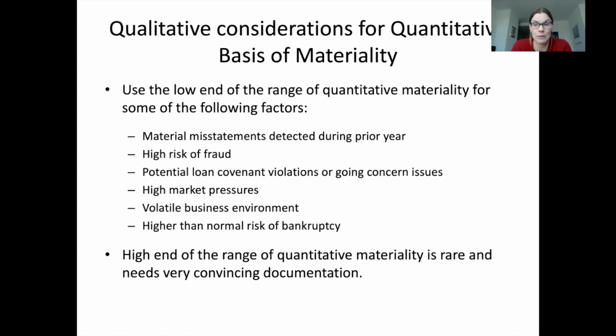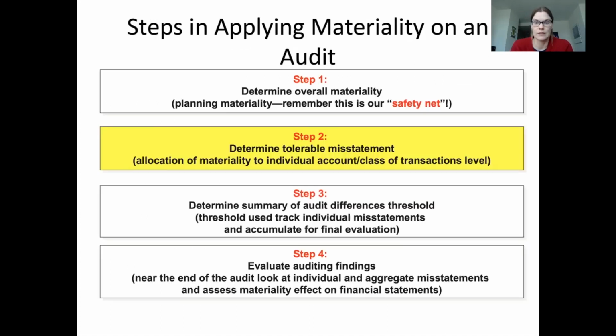So lots of documentation, lots of argument there, or not argument, but justification about why we felt it was valid to go with the high end of the range. So it's really not commonly seen. Now we're going to talk about step 2, which is determining tolerable misstatement.